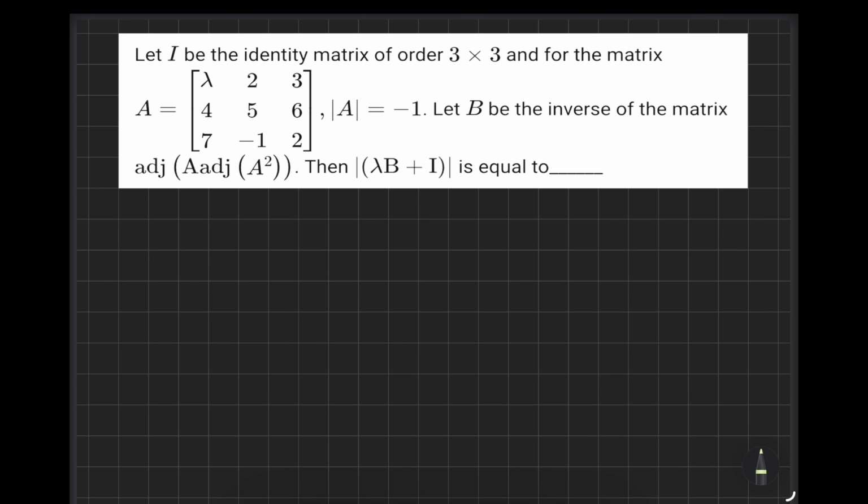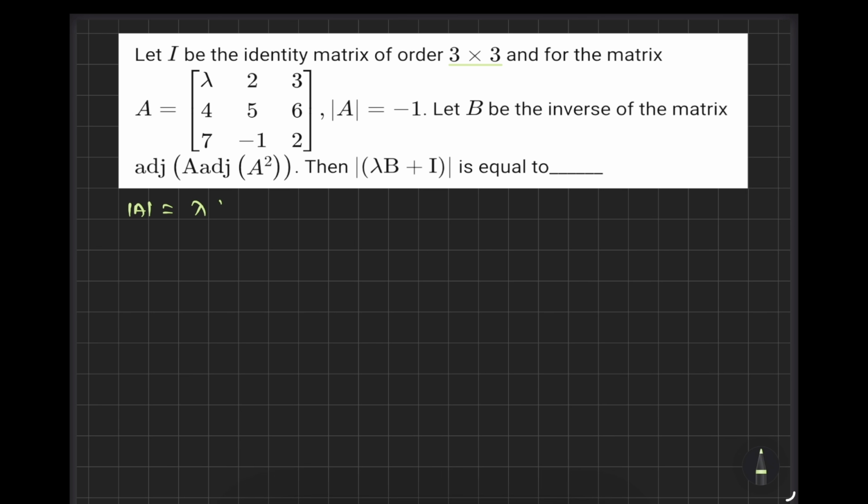So, we have a new problem which says: let I be the identity matrix of order 3 cross 3, for a matrix A. So, there is a matrix A and it is this. Determinant of A is minus 1. They have already given you the determinant of A. First we will try to find the value of lambda using the determinant of A.